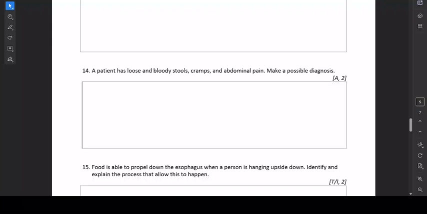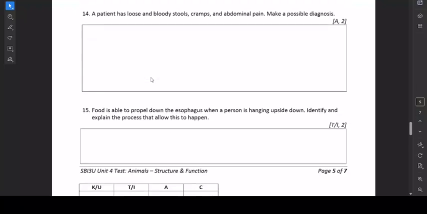So, for me, a possible diagnosis is inflammatory bowel disease, like Crohn's disease or something like that. Or it could be a bacterial infection. Because he's having cramps and abdominal pain, and especially he's having bloody stools, which is not good.